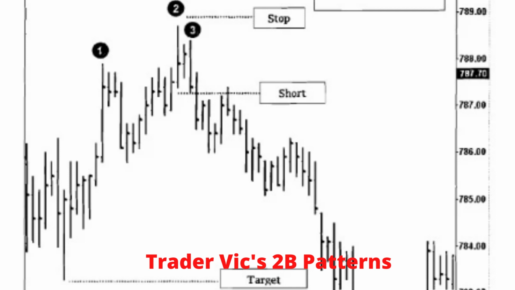This signaled a short trade at 787.7. Enter a short trade below the low of bar 2 at 787.7. Place a stop order above the high of the breakout bar 2 at 789. Place a target at the swing low prior to bar 1 at 783.5.